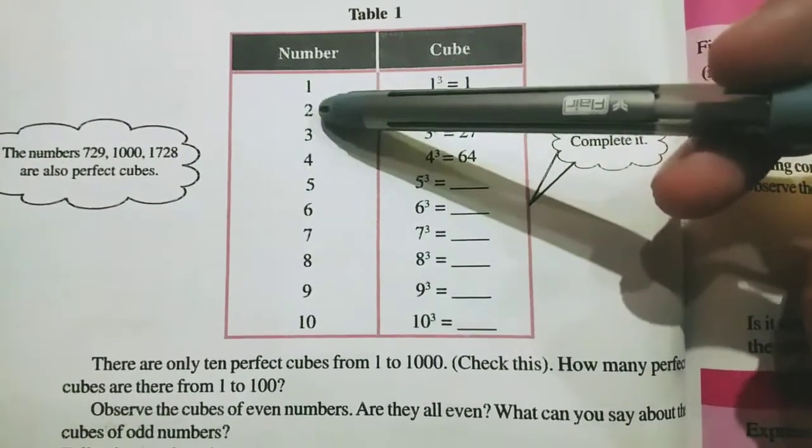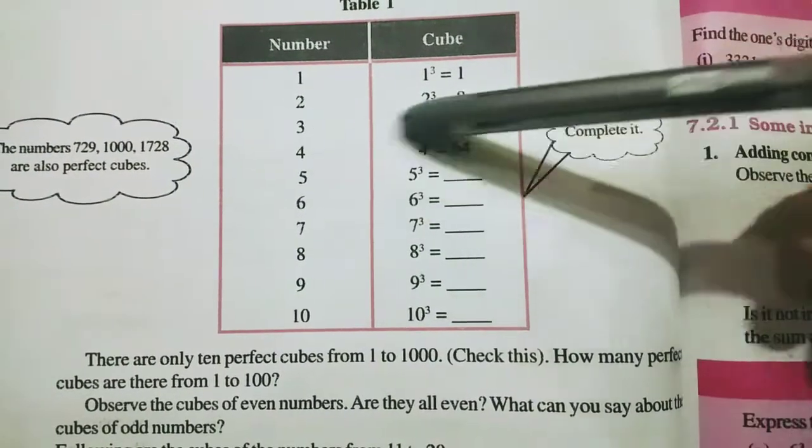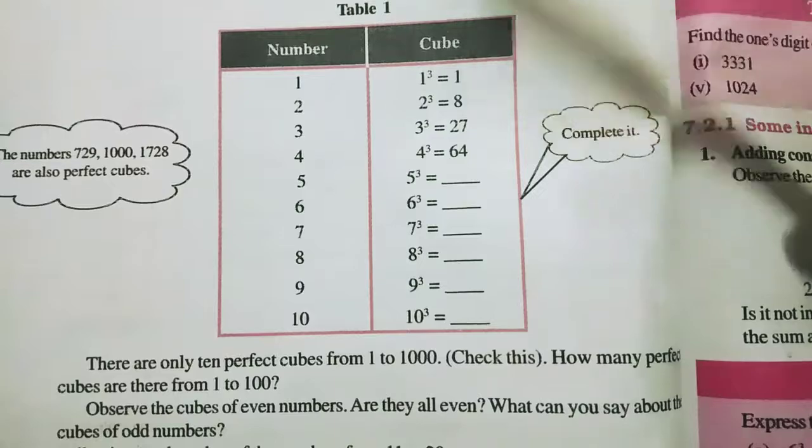Here also you can see the cube of an odd number is an odd number. 2 is an even number, so the cube is also an even number, 8. 3 is an odd number, the cube is also an odd number, 27, right? Like this. Now let us go to the next page.